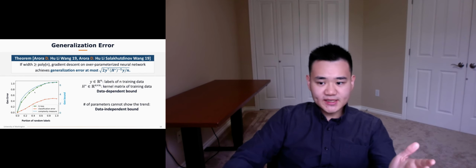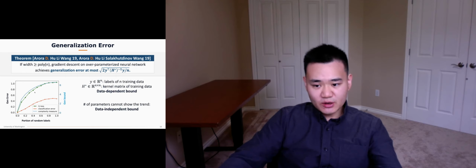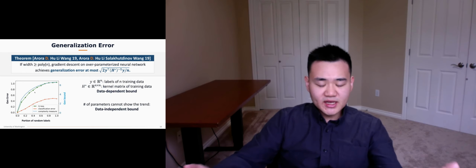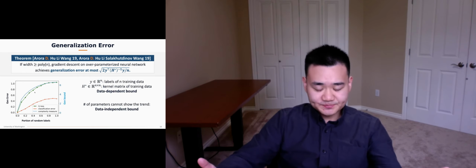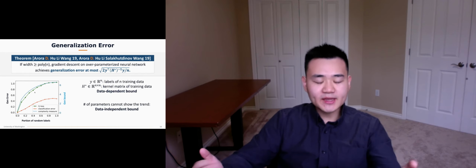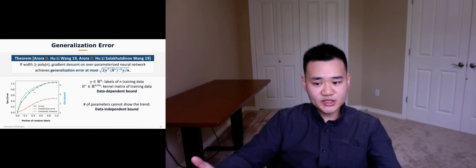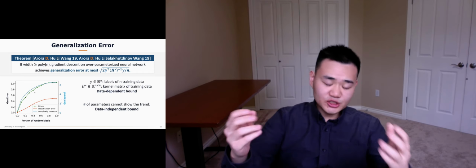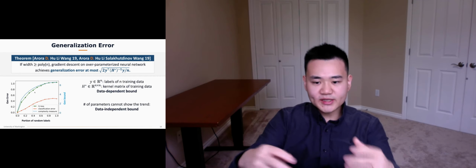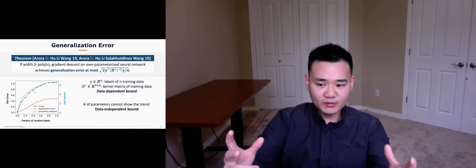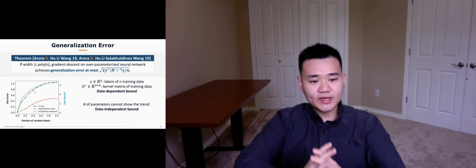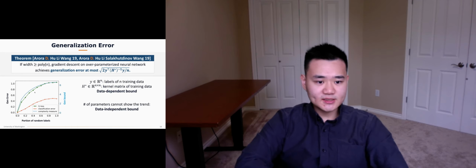What we want to emphasize here is that the classical generalization error bound, for example, the number of parameters, cannot explain this trend because they are data independent bounds. They do not depend on the data. But here, our generalization bound is a data dependent bound. So our generalization bound will change, and we can characterize the true generalization error very well, which cannot be achieved through the existing generalization error analysis.